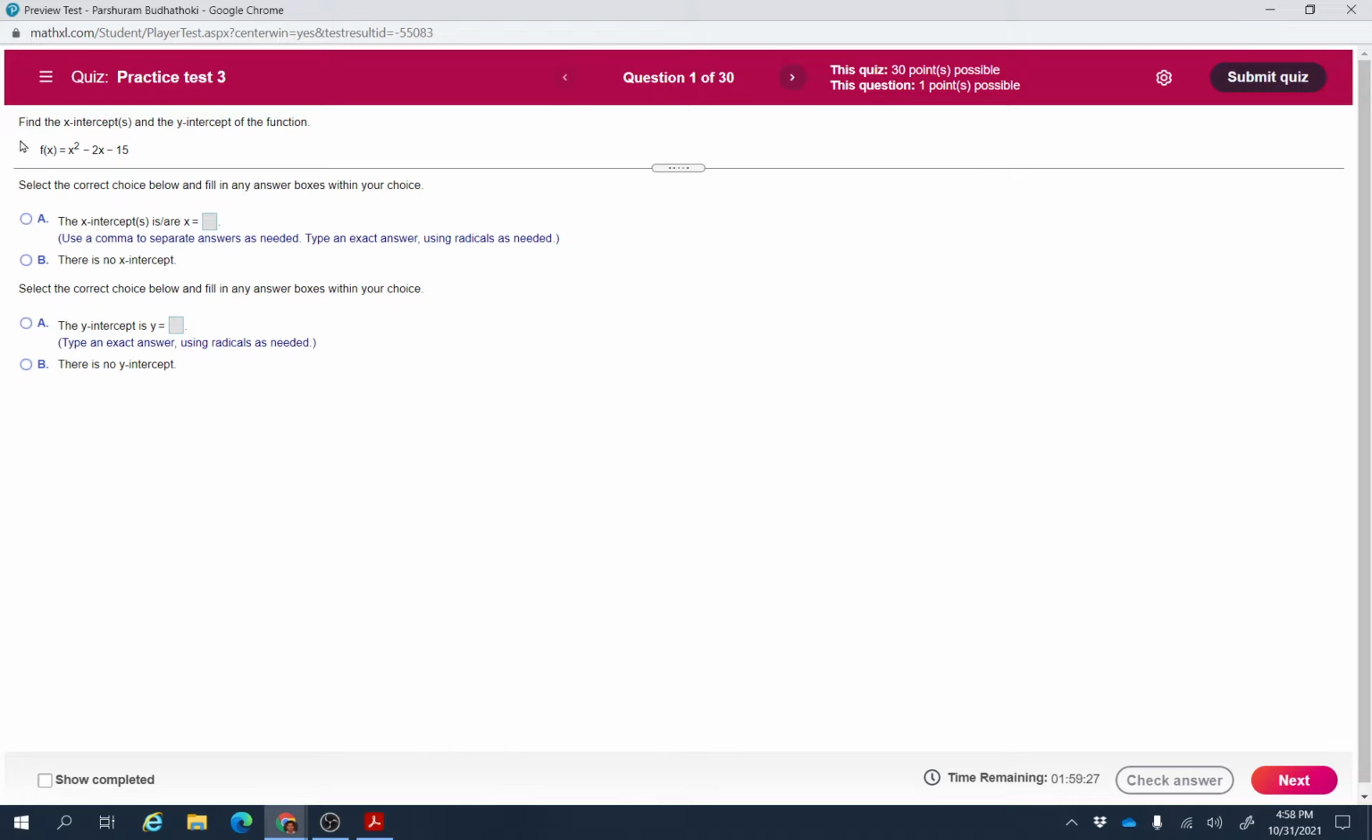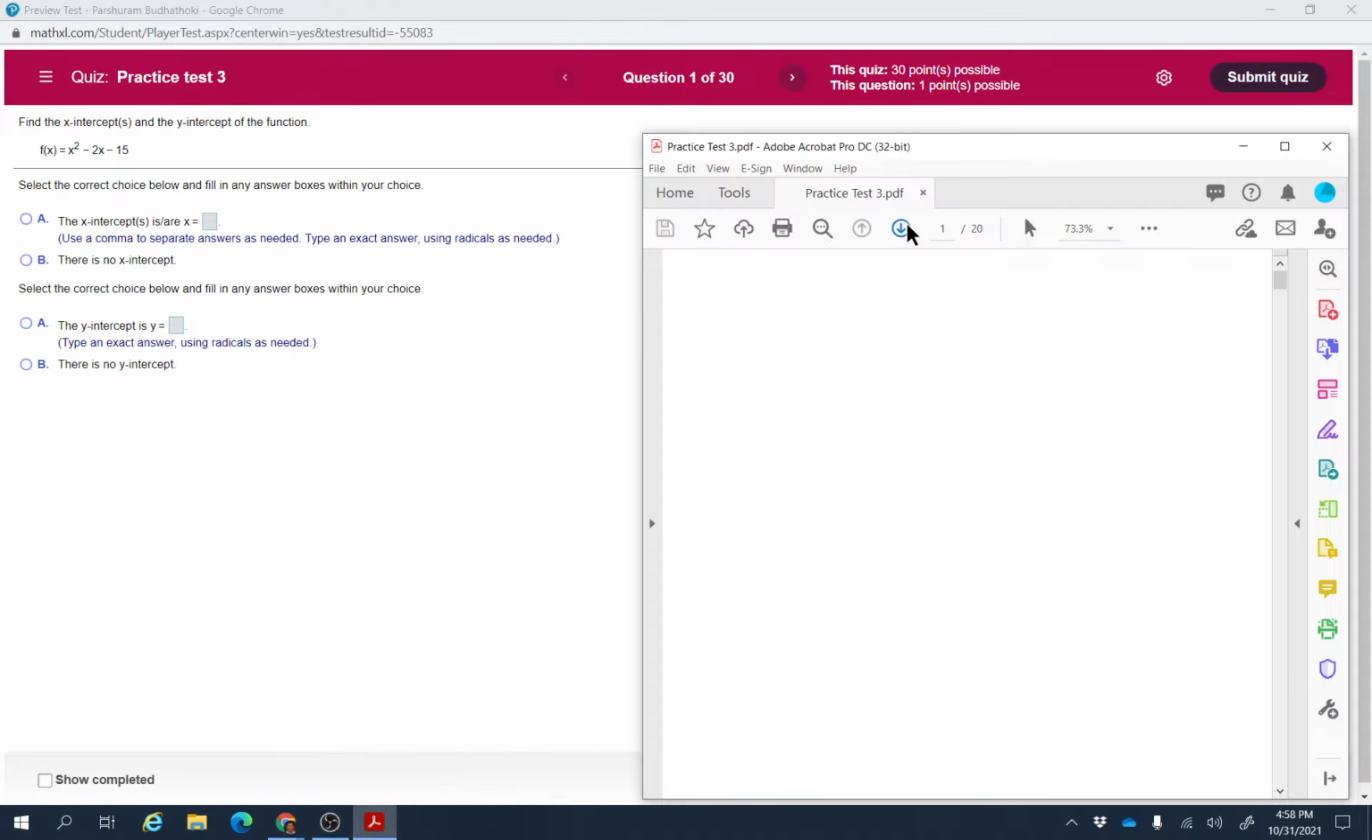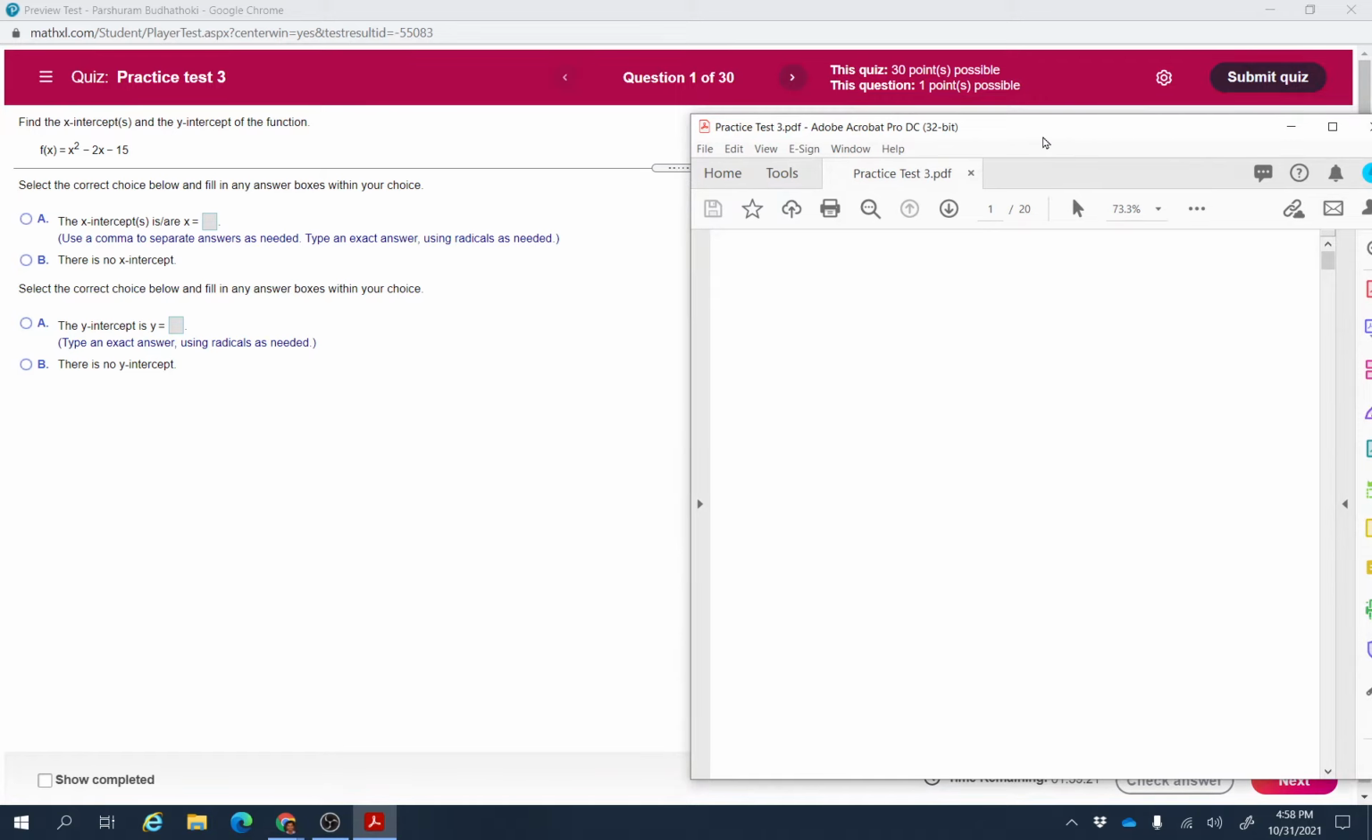Okay, the first question is to find the x-intercepts and then the y-intercepts. Whenever we have to find the x-intercept and y-intercept, for finding the x-intercept, we just have to solve f of x equals 0. That gives us the x-intercept. So we are going to solve this quadratic equation, if you just use the factors, there is a negative 15.